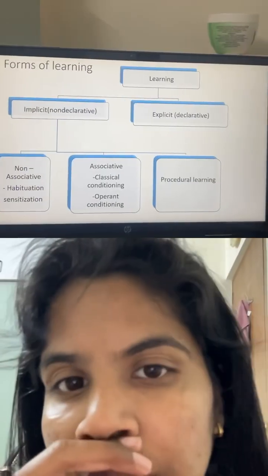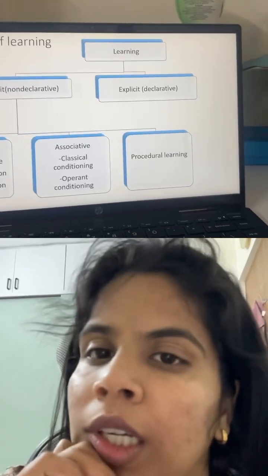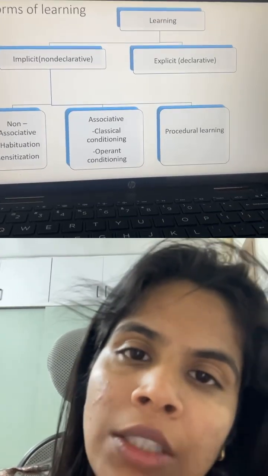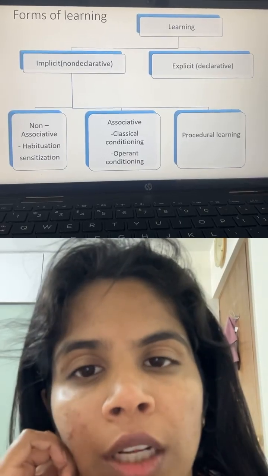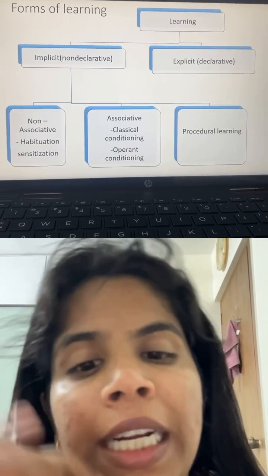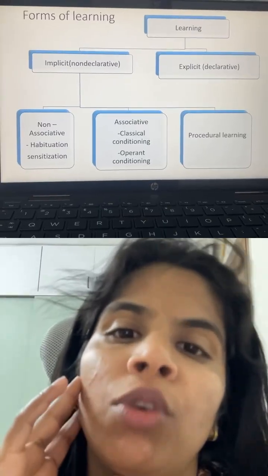So, learning is divided into two types: implicit learning and explicit learning. Implicit learning is also called non-declarative learning. Explicit learning is also called declarative learning. Implicit learning is further divided into three more types, which are associative, non-associative, and procedural.